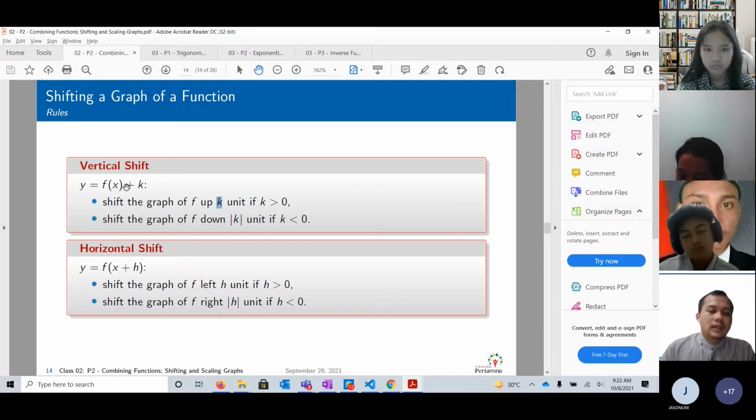So if we have plus some constant outside the function, it means that we shift the graph vertically. But if we add the constant to the independent variable x, in this case, we shift the graph horizontally. But now the difference is that if the value of h is positive, the graph is shifted to the left, and if the value of h is negative, the graph is shifted to the right.